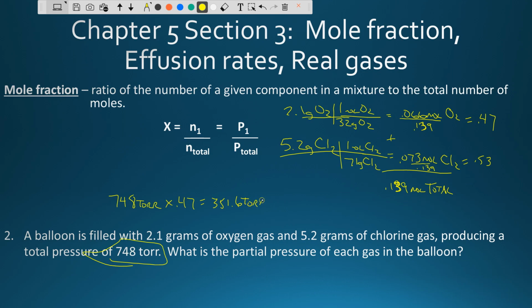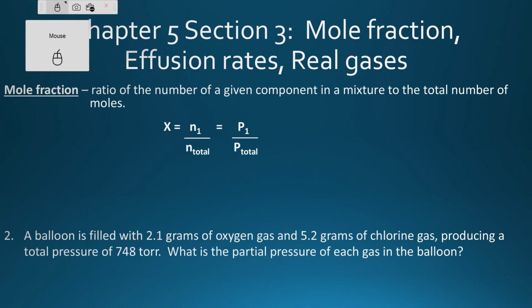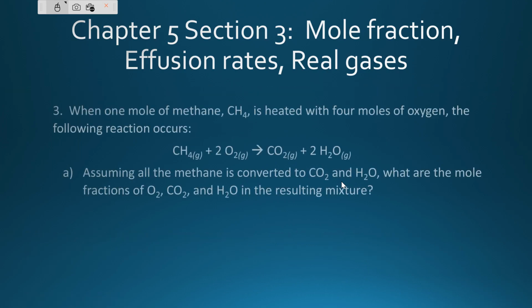351.6 torr of oxygen. And then I do the same thing, 748 torr by my 0.53, which is the mole fraction of my chlorine. I get 396.4 torr of chlorine. Okay, so to do this problem, I would simply take a look at a mole fraction. Okay, pretty straightforward with those types of problems. It's probably the cleanest way to go about doing these. There's a couple other routes you could take, but that's probably the easiest.